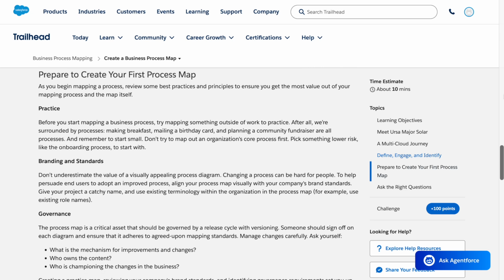Prepare to create your first process map. As you begin mapping a process, review some best practices and principles to ensure you get the most value out of your mapping process and the map itself.